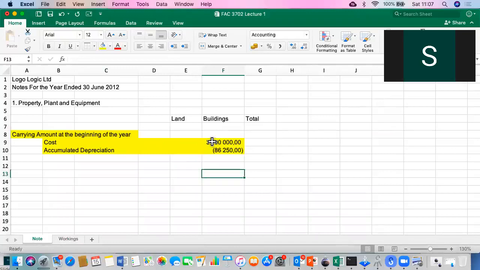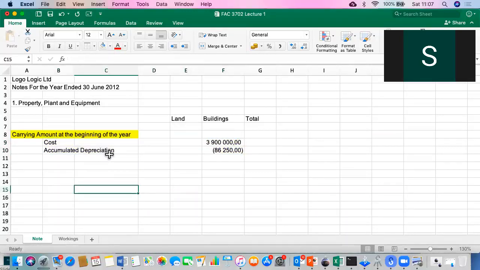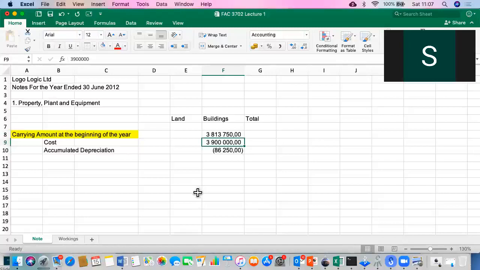Okay. Now, what is the carrying amount at the beginning of the year? Let me get rid of this. The carrying amount at the beginning of the year is the cost of 3.9 less the accumulated depreciation of 86,250. So it will be the 3.9, which is the cost, minus the 86,250. Okay, and that's how we get to the carrying amount at the beginning of the year.